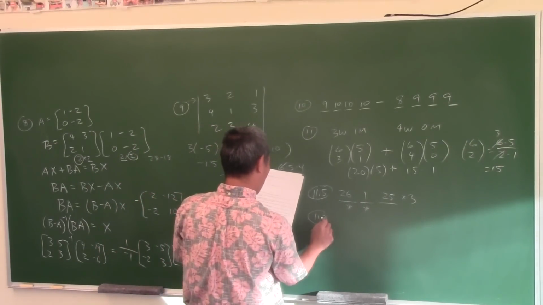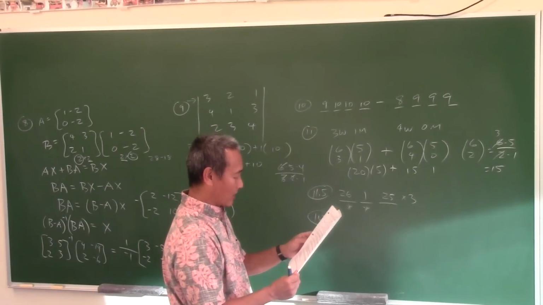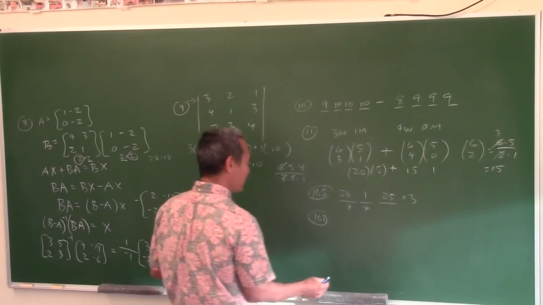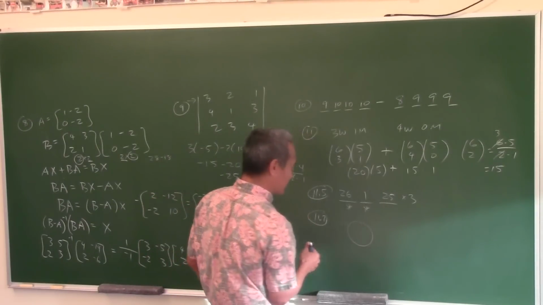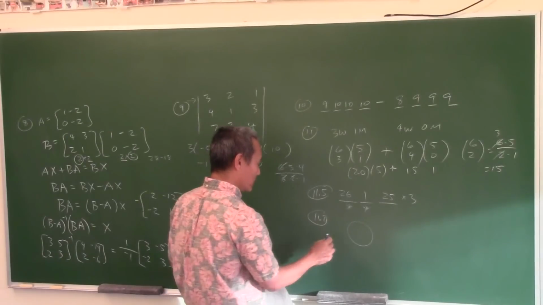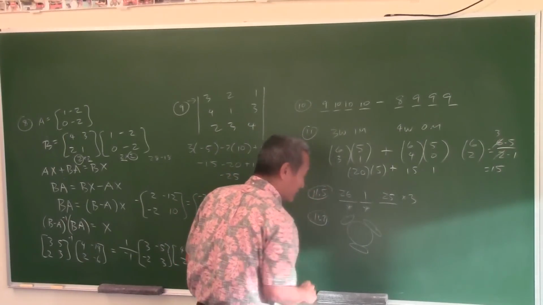11.7, what the heck is that? How many ways can 3 groups of triplets be seated around a circular table if each group must be seated together? Okay, so here's a circular table. Now, if people have to sit together, you make a bench, right? So, basically, you need 3 benches.